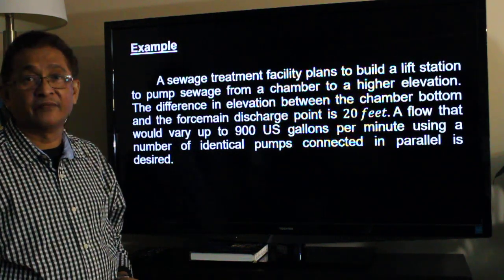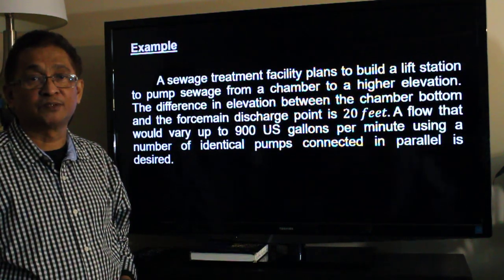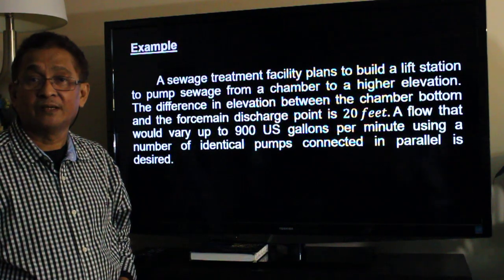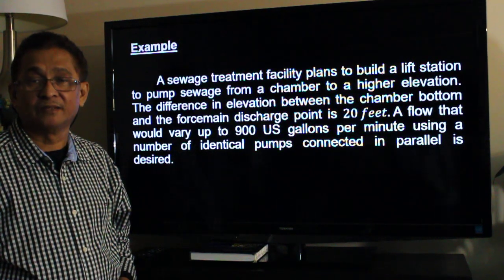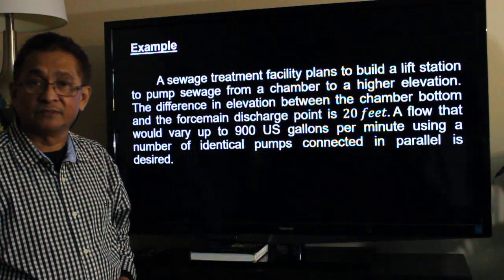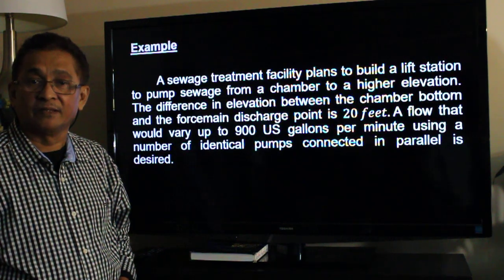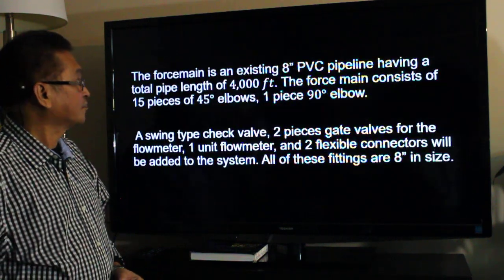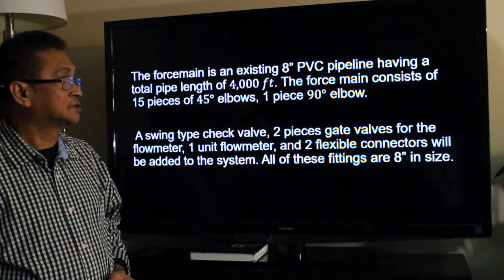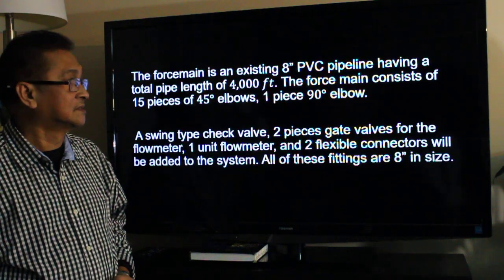The difference in elevation between the chamber bottom and the force main discharge point is 20 feet. A flow that would vary up to 900 US gallons per minute using a combination of identical pumps connected in parallel is desired. The force main is an existing 8-inch PVC pipeline having a total length of 4,000 feet.